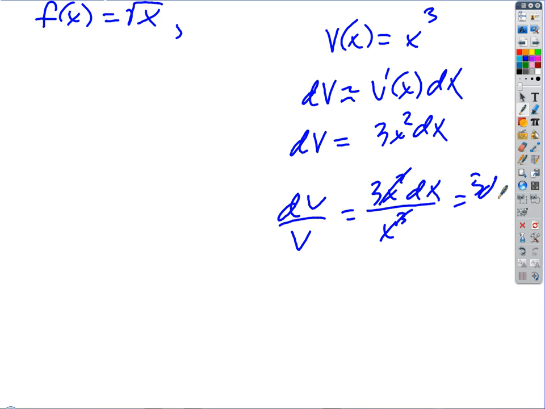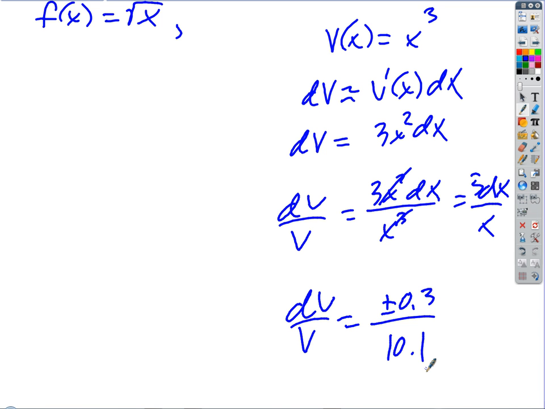And get 3 dx over x, and then we got our answer, right? Well, what was our answer? Our relative error, I guess, was 3 times plus or minus 0.1, is plus or minus 0.3 over 10.1. What do we get for an answer? I mean, we got plus or minus some percentage on that, right?